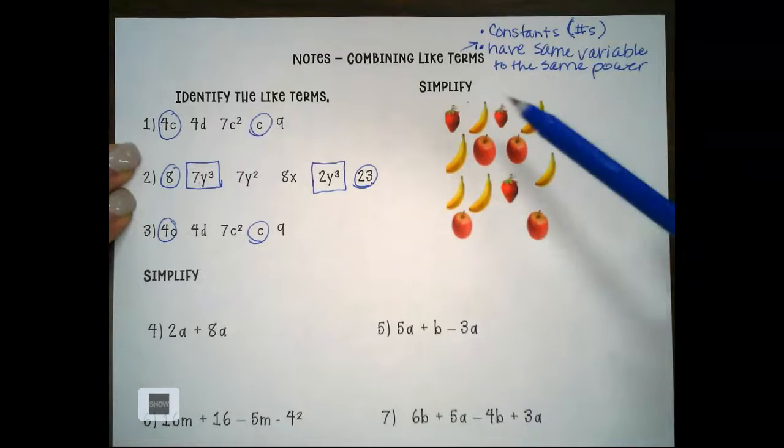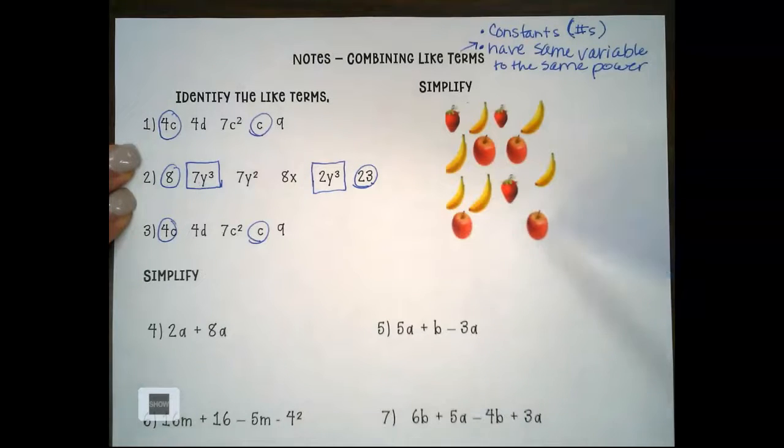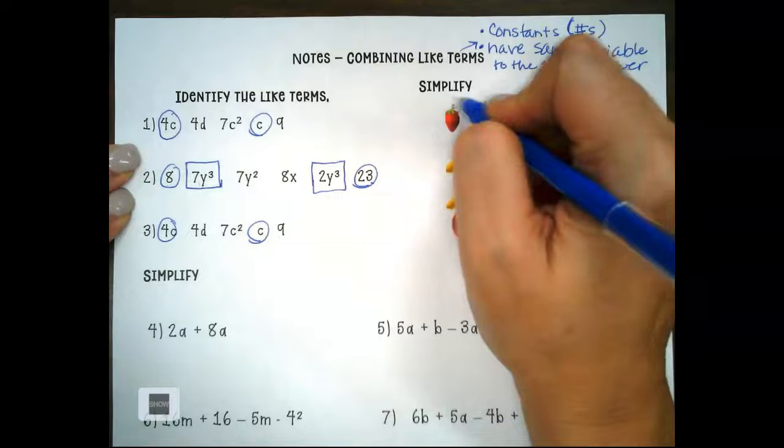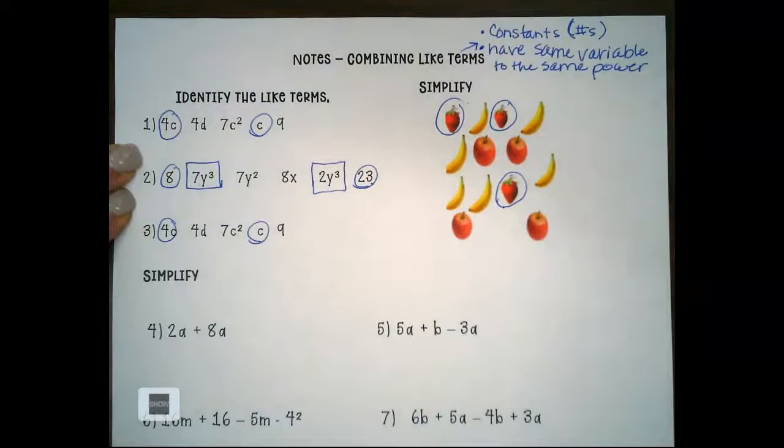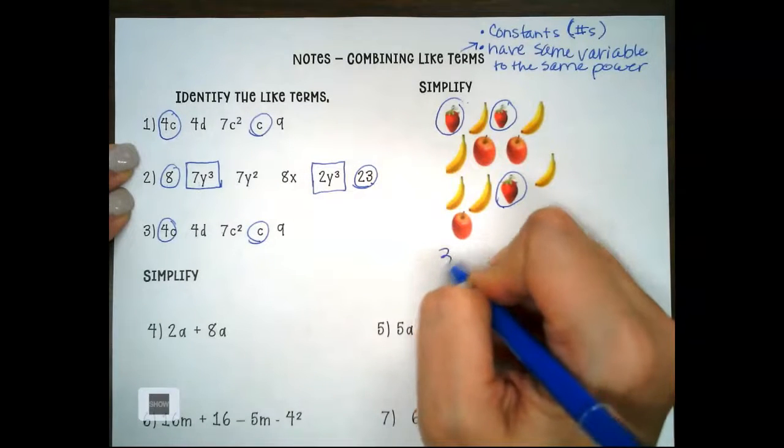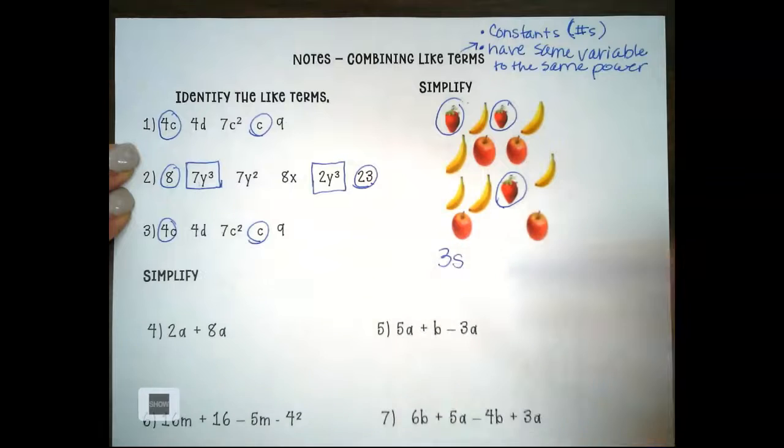First, I like to talk about like terms with fruit. Okay, so right now we just have a big pile of fruit. If I said I have strawberries, bananas, and apples, does that really tell us anything about this pile? No, it just tells us the kinds that are in there. It doesn't tell us how many of each kind. So let's separate and determine which ones are like. I have 1 strawberry, 2 strawberries, 3 strawberries. So instead of writing out 3 strawberries, I'm going to use 3S for strawberries.